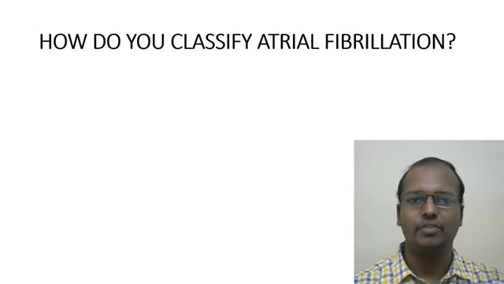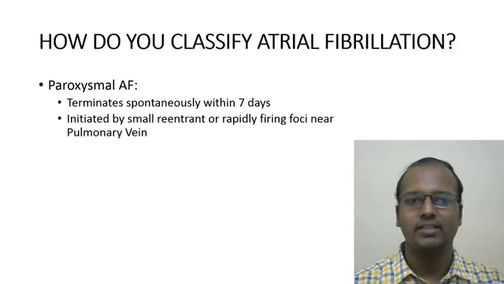So how do you classify atrial fibrillation? We can classify this based on the duration into 4 varieties. One is paroxysmal AF, that is, it terminates spontaneously within 7 days and it is initiated usually by a small reentrant or rapidly firing foci near the pulmonary vein.